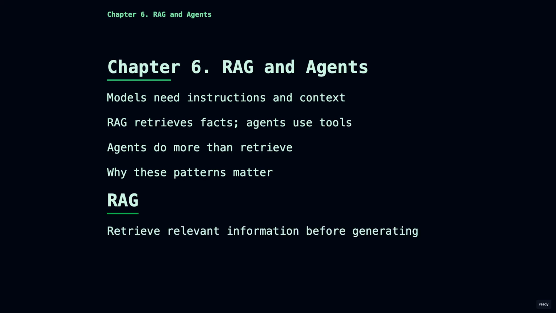RAG improves a model's output by pulling in useful information from an external source before the answer is written. That source might be a database, prior chat history, or the web.